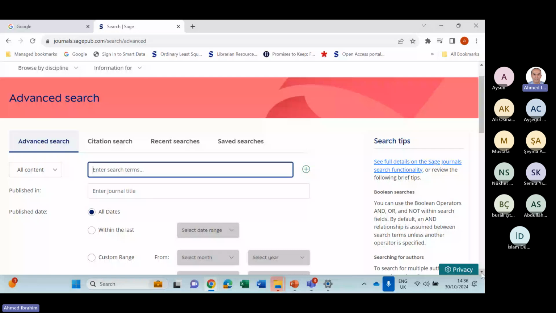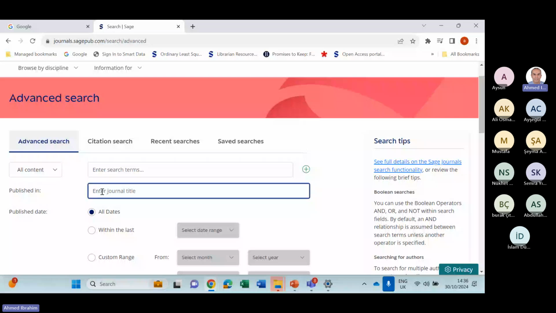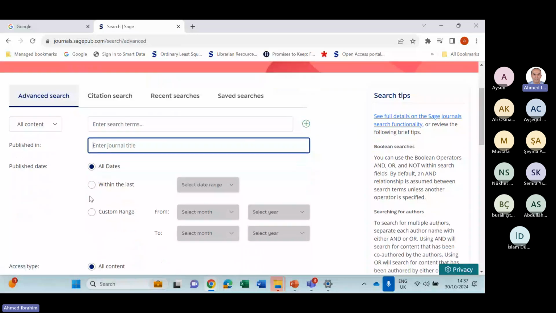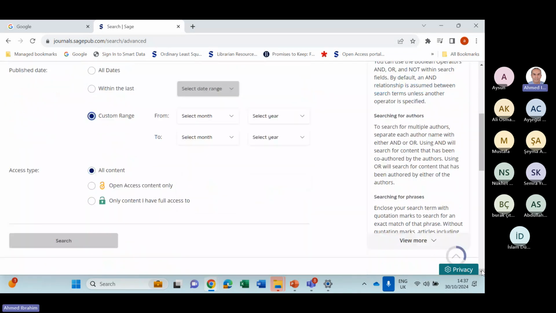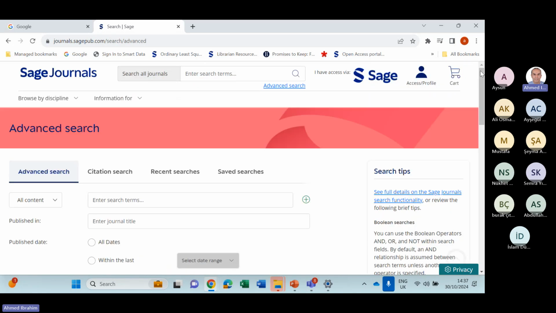So you search for something specific. You can enter search terms here, enter the journal title if you know it, and put all dates if you are not sure about the date. If you know a range for the date of issue, you can put within the last month, last 6 months, last year, and you can also specify a custom range from such month in such year to such month in such year. And you can specify if you want to search all content, or open access if you know this article is open access, or to narrow your search to only content I have full access to. So advanced search is usable when you're searching for a specific article published in a specific journal in a specific period of time.